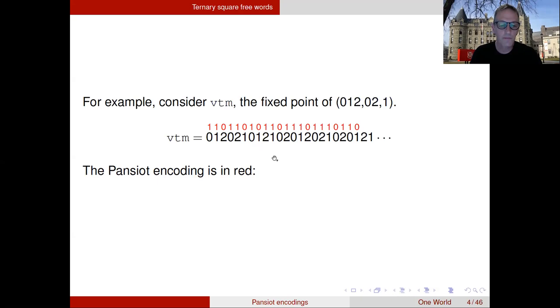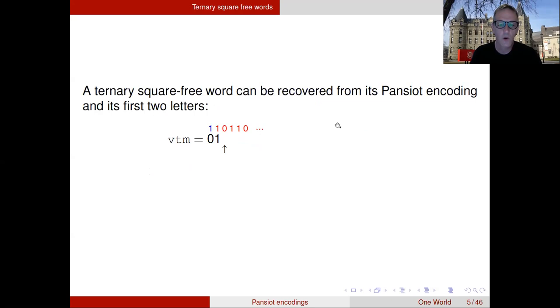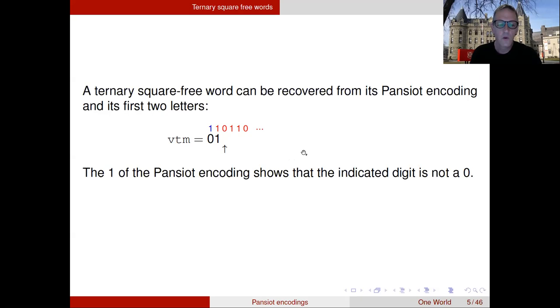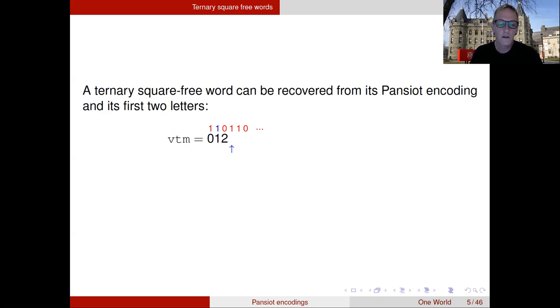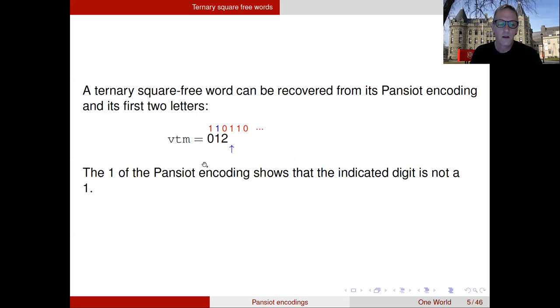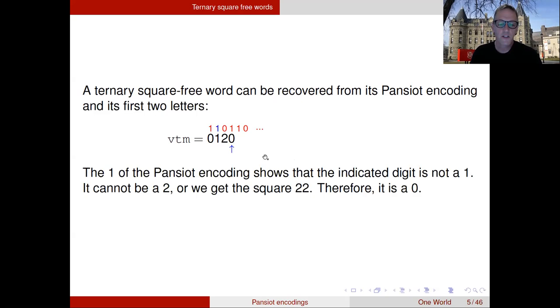So a ternary square-free word can be recovered from its Pansiot encoding and its first two letters. Here, if I have the Pansiot encoding above, and I'm considering this letter, which corresponds to the blue digit of the Pansiot encoding, the one shows that this digit cannot be a zero. These two digits don't match. I automatically know in a square-free word that it can't be a one, since 1, 1 would be a square. So this has to be a two. If I look at the next digit, I have a one, so it cannot match this one. I can't have a two here because that would be a square. So this must be a zero, and so forth.